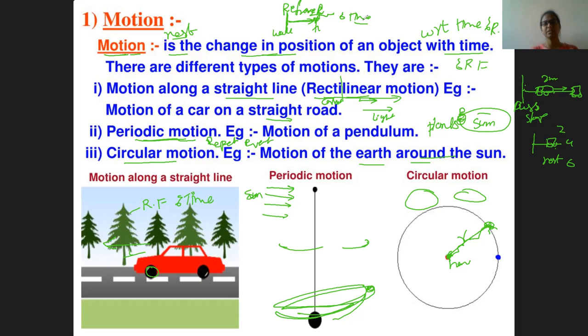And the types of motion are also clear? Three types of motion were discussed here: rectilinear motion or straight line motion, periodic motion, and circular motion.